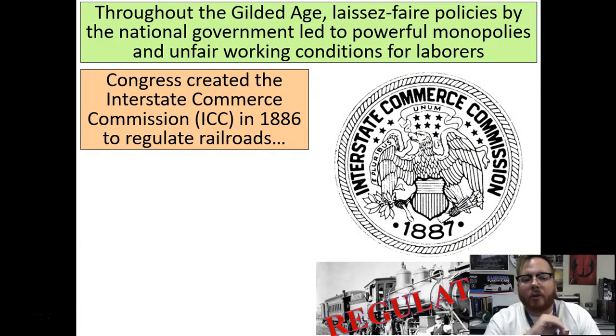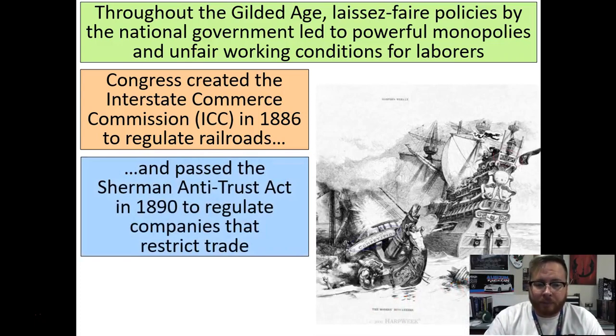So Congress created the Interstate Commerce Commission, the ICC, in 1886 in order to regulate the railroads. Then they further passed the Sherman Antitrust Act in 1890 to regulate companies that restricted trade. The Antitrust Act referred to monopolies. Remember, the Antitrust Act doesn't have to do with trusting people, trust falls. Not that kind of trust.